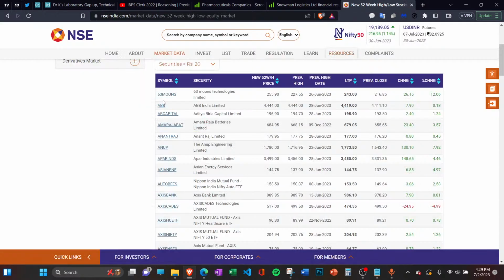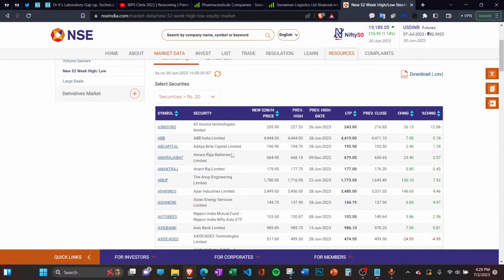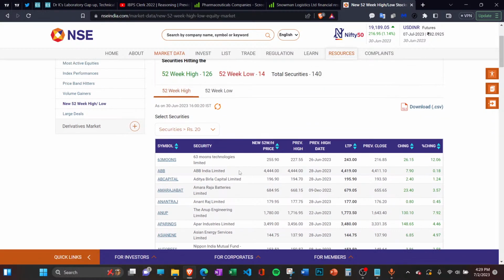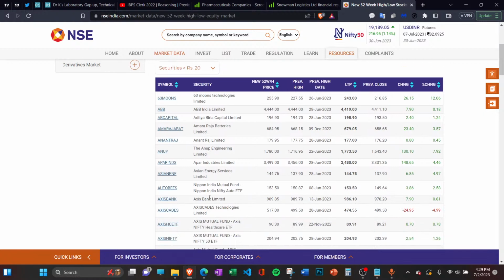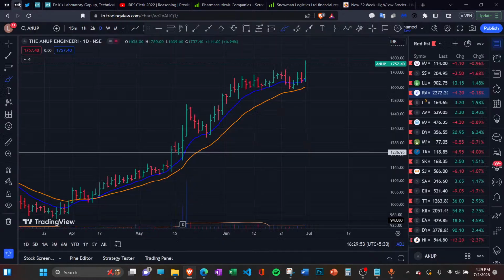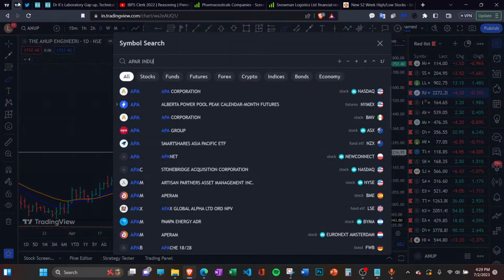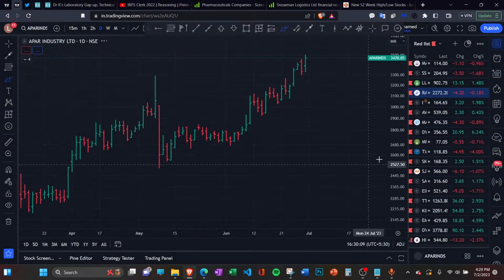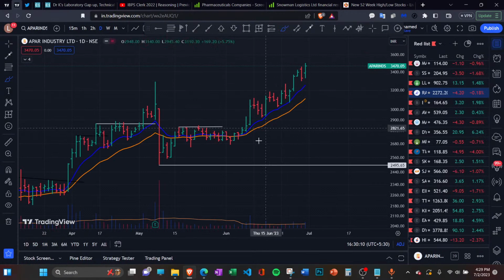Okay, if you are a complete beginner, just do this, just go through the list of 52-week high stocks. Okay, you'll learn a lot. Like if you look at the example of another one, the Apar Industries. Again, if you see, you will find many common characteristics, like the stocks are already in a good uptrend, right? That's why they are making the 52-week high.